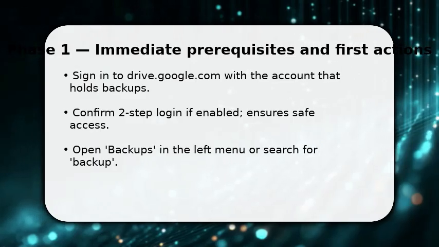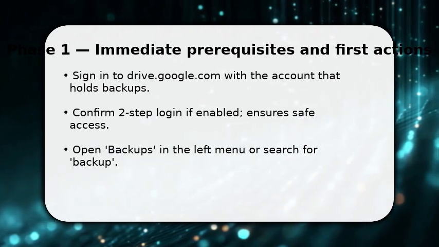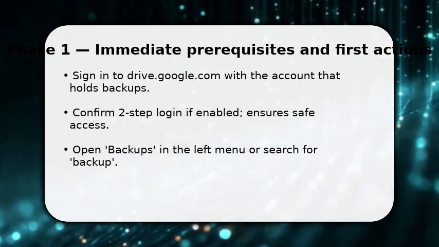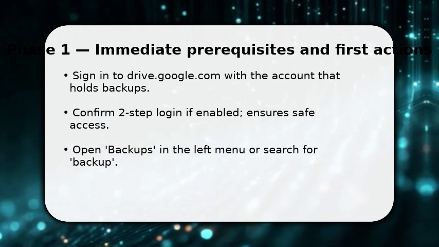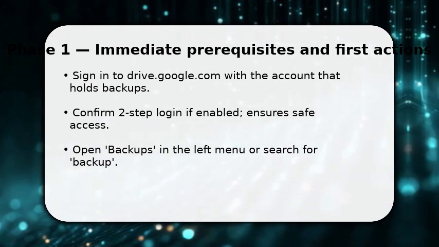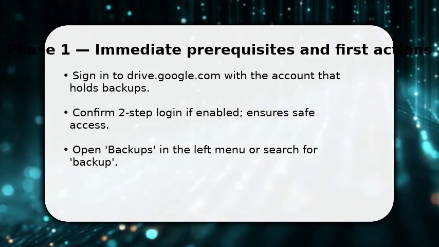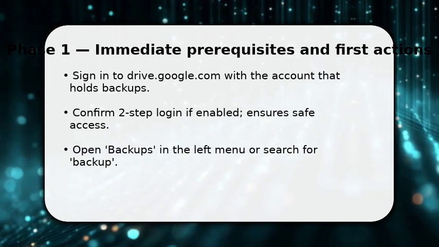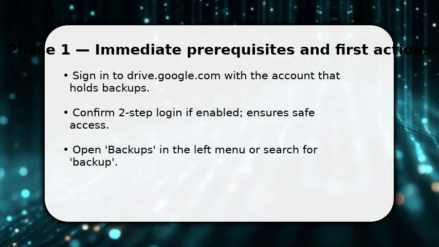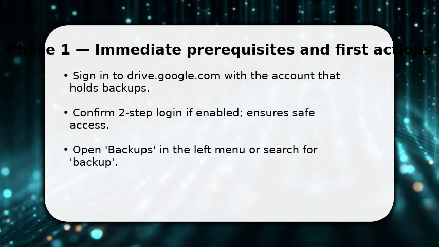You start by opening Google Drive and signing into the account that created the backup. Make sure two-step verification is handled before proceeding. It prevents lockouts. Once signed in, look left for the Backups section or use the search bar and type backup. This quickly narrows results. You do this because backups are stored separately from My Drive and can be missed.